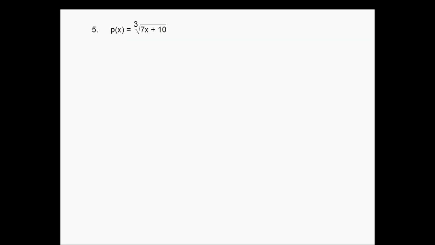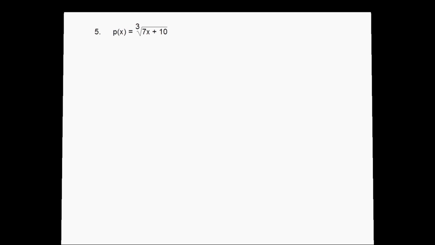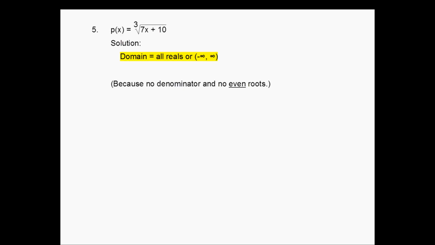Number 5. P of x is equal to the cube root of 7x plus 10. Okay, I don't see any denominator. I also don't see any even radicals. I've got a cube root. It's okay to take the cube root of a negative number. It's okay to take the odd root of a negative number. It's only the even roots. So the domain is all real numbers, which would be minus infinity to infinity. Again, because no denominator and no, in this case, even roots. Emphasis on the even. It's okay to do odd roots with negatives, but not even roots.